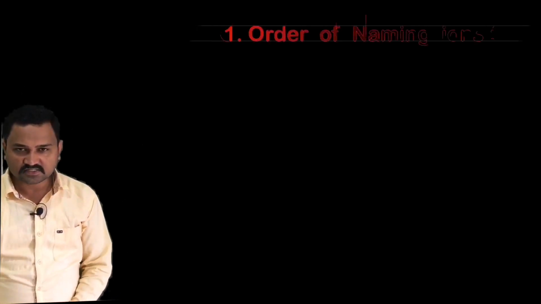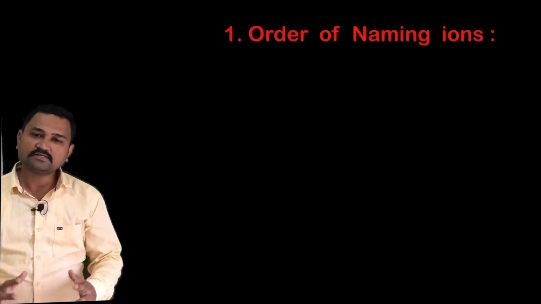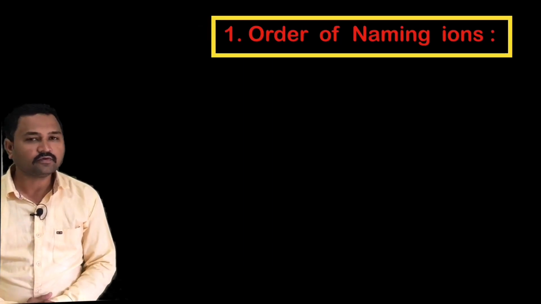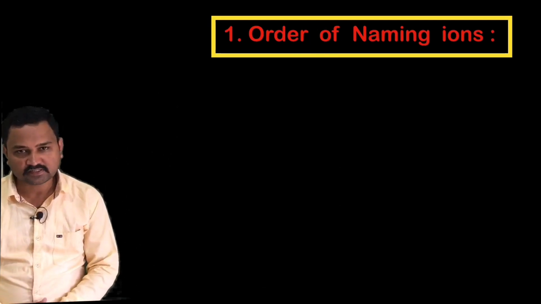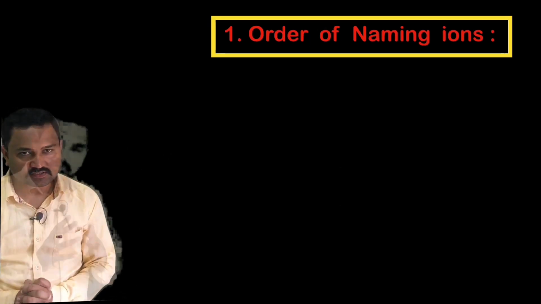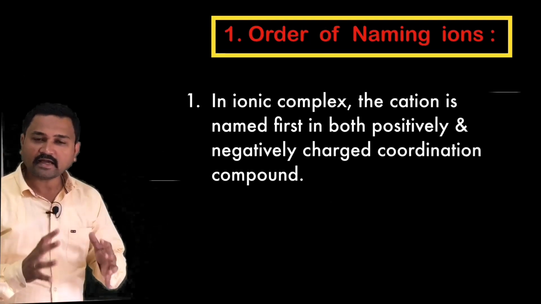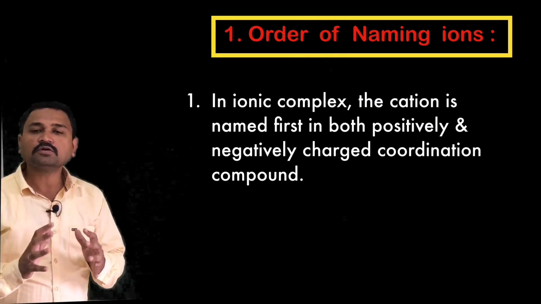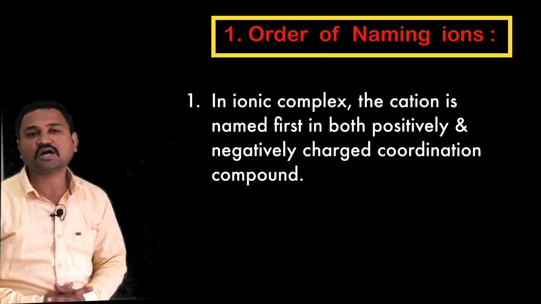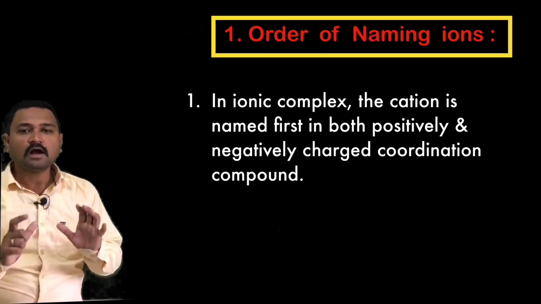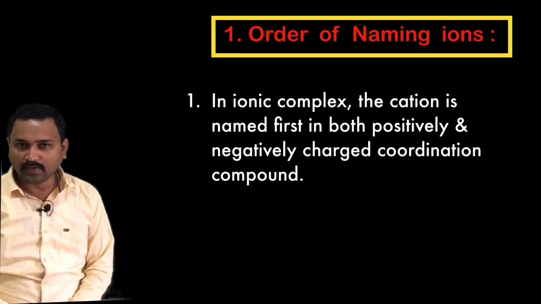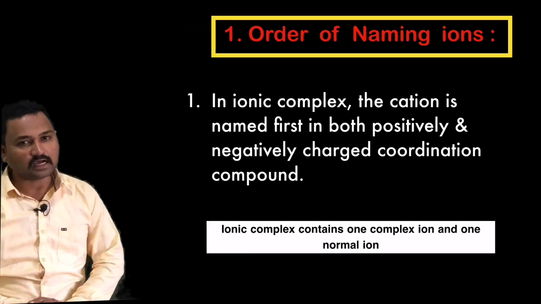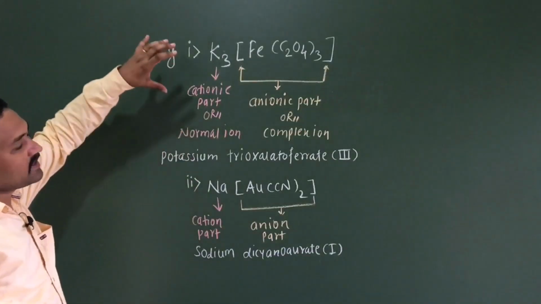So now let us discuss rule number one, that is the order of naming the ions. In this rule we are going to consider two simple points. So let's start with point number one. In the ionic complex, the cations are named first, then the anions. In both positively and negatively charged coordination compounds, an ionic complex consists of two parts. One is the normal ion and the second one is the complex ion. Let us consider an example regarding this point.